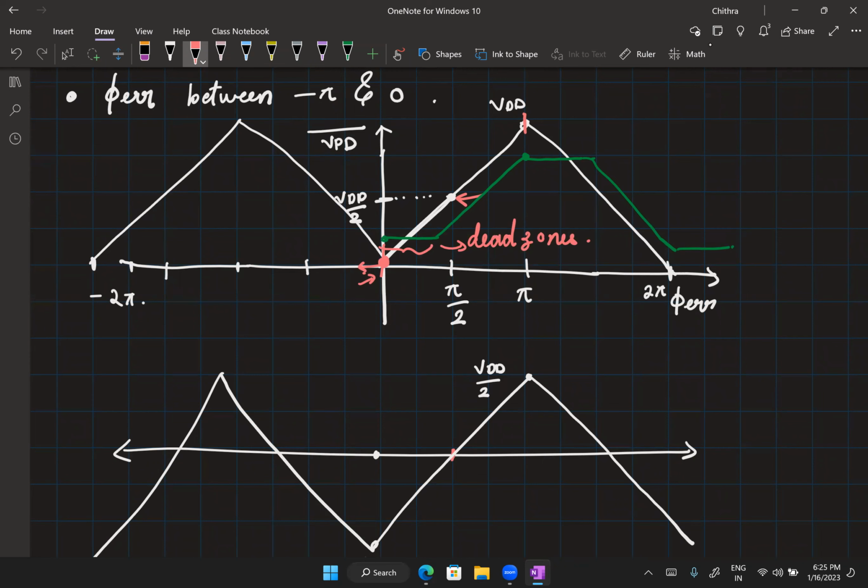Because if your input is within this region and it is changing, your loop is not able to respond to it, because the output of your first block itself is not changing. It's a constant. Okay.